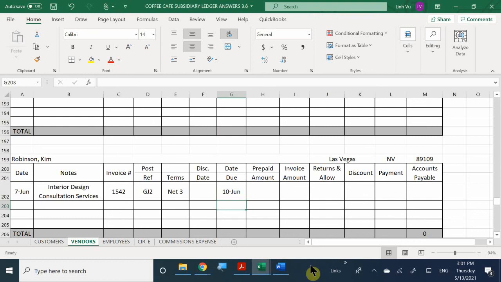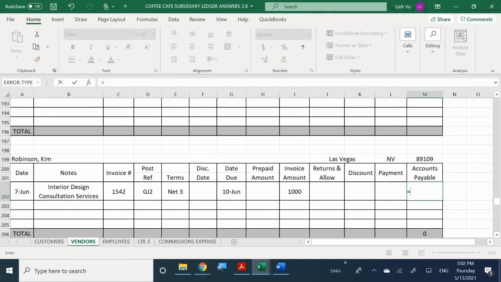You could just take the date and add the number of days until it's actually due. So in this case, even if you think about it, you received it on the 7th, you have the 8th, the 9th, and it's due on the 10th. That's 3 days. I counted it. Therefore, the date that it's due is going to be June 10th. Once again, no prepaid amounts. However, we did receive an invoice amount, which was $1,000.